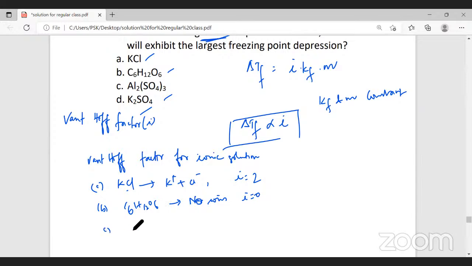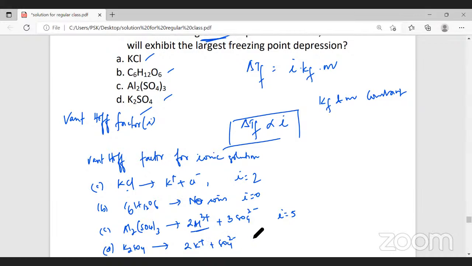The third is Al2(SO4)3. This will dissociate to form 2Al3 plus and 3SO4 2 minus. So how many ions do we have in total? 2 plus 3, so i will be 5. If you take the fourth option, it is K2SO4. It will dissociate to form 2K plus and SO4 2 minus. i will be 3.